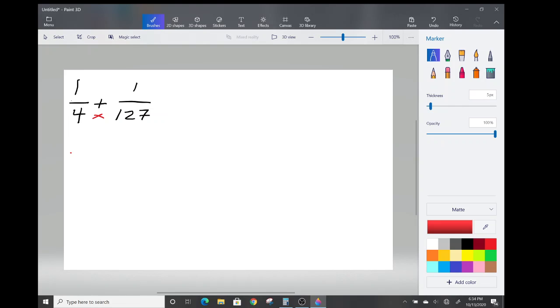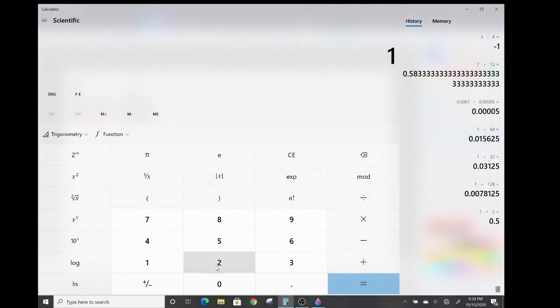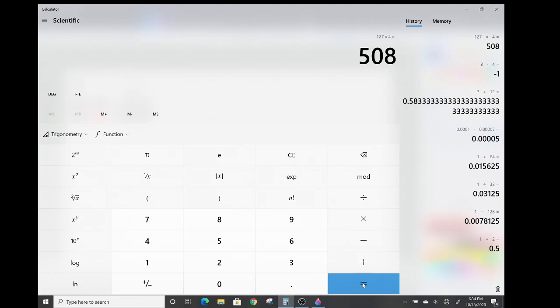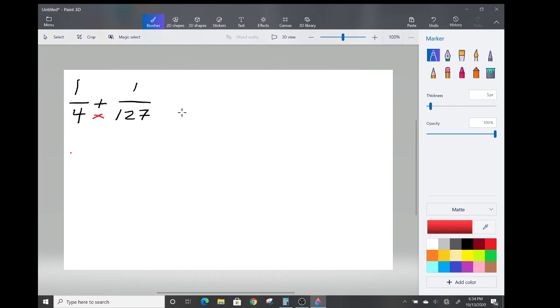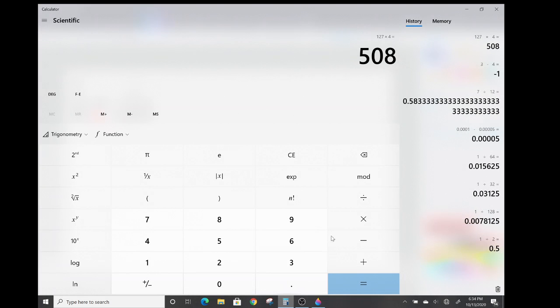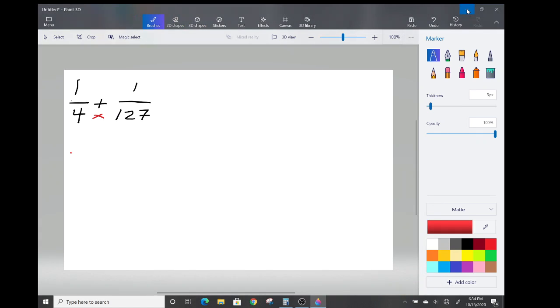And what is 127 times 4? 127 times 4 equals 508. Don't be afraid of big numbers. You got a calculator. It's okay. So, what was that? Oh my God. My Alzheimer's is kicking in. There we go. 508. Okay.